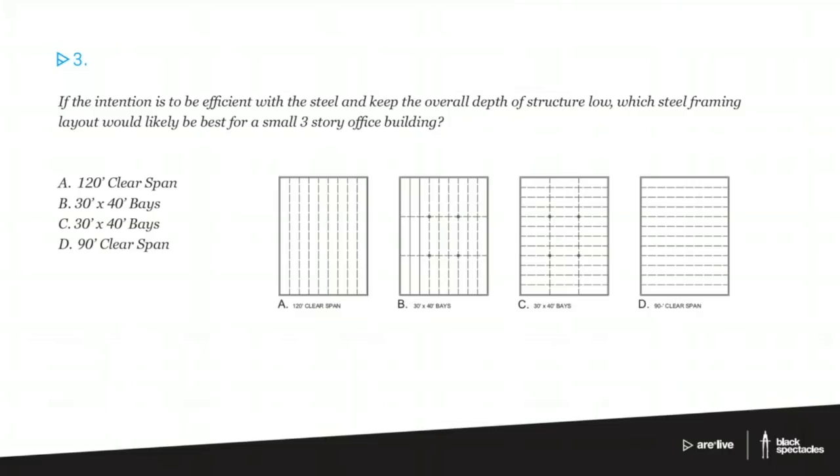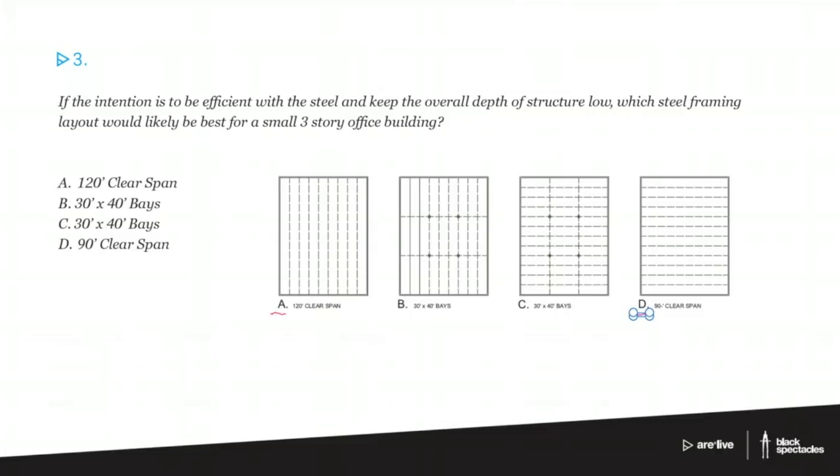So the first thing we can say is, when we look at these 4 different options, 2 of them are clear spans. A is a clear span for 120 feet. D is a clear span for 90 feet. Well, those are pretty serious clear spans. There is very little chance that a clear span is going to be the efficient and shallow depth structural system for this building. Why would you do a clear span?